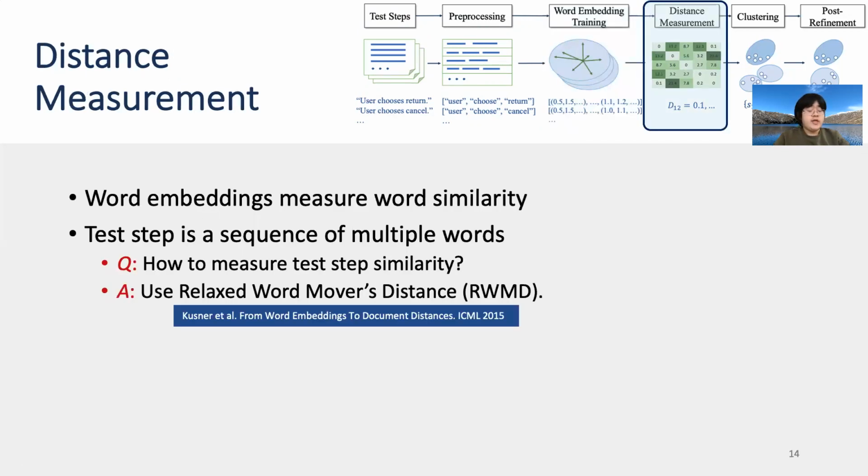Once word embedding training is done, we can measure the word similarity by Euclidean distance. However, the test step is a sequence of multiple words instead of a single word. How to measure the similarity between test steps? We leverage the relaxed word mover's distance that is borrowed from machine learning literature. For the full details about how to adapt the measurement to our test step context, we refer the audience to our paper.